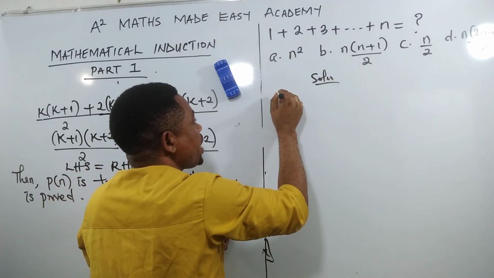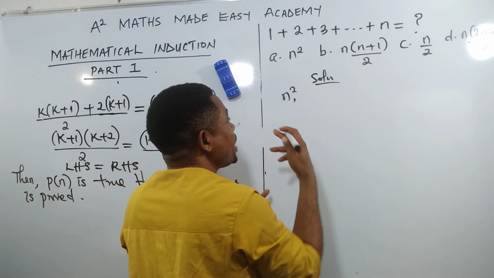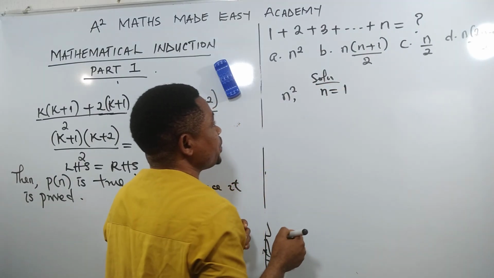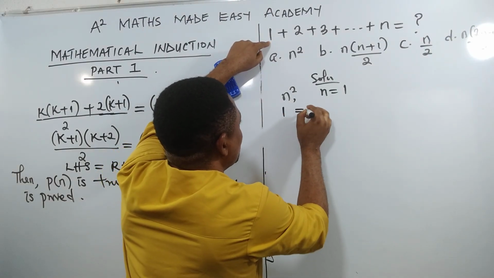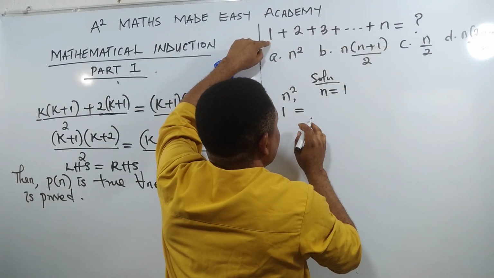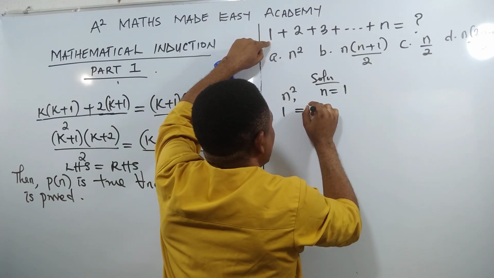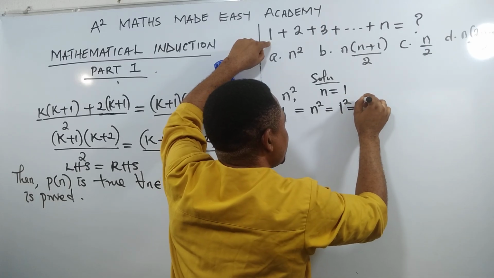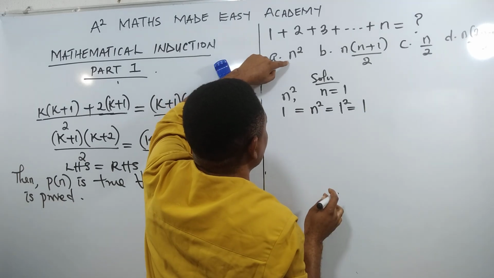Option A says n squared. A natural number always starts from 1, so n is equal to 1. The first term is 1, so on the left we have 1. On the right is n squared, which is 1 squared, and 1 squared is 1. So when n is 1, the statement is true for this option.